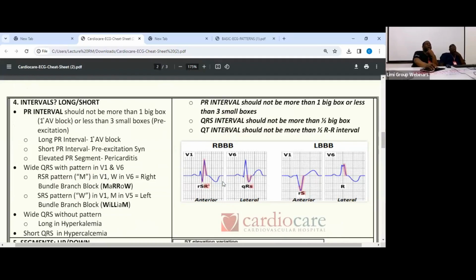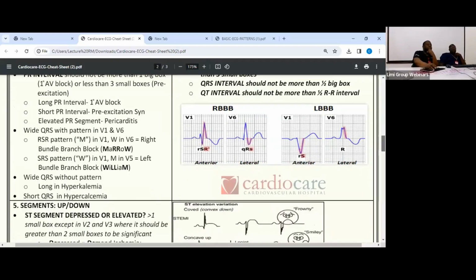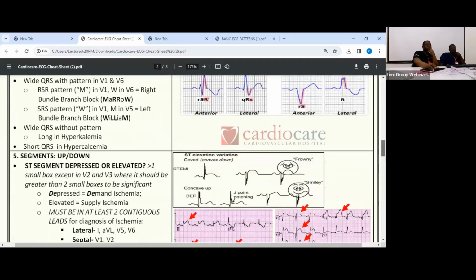However, if we have a wide QRS and the heart rate is very fast, what you are looking at is a ventricular tachycardia. And that can lead to death. It needs intervention immediately. You need to shock, and if you don't know how to shock, then you need to be referring that patient. That patient will die in front of you.